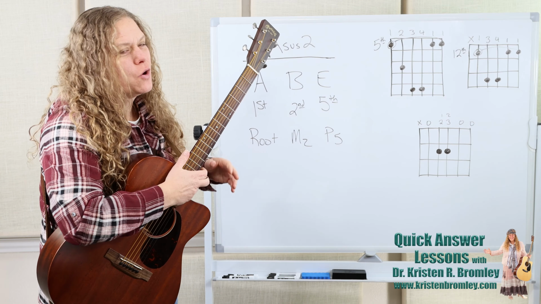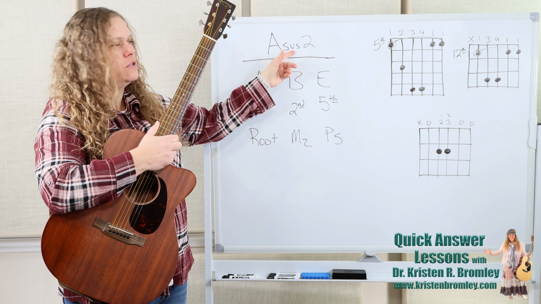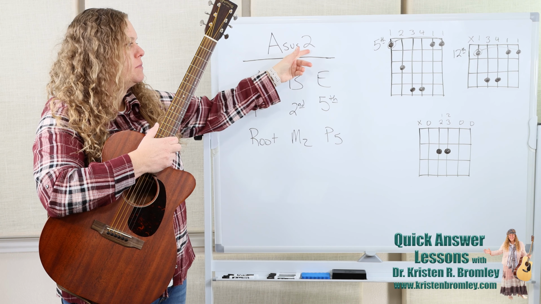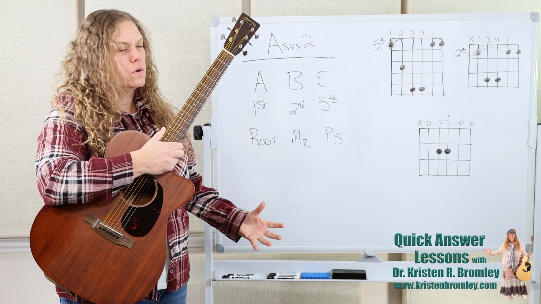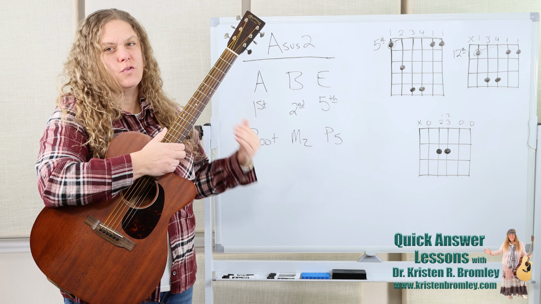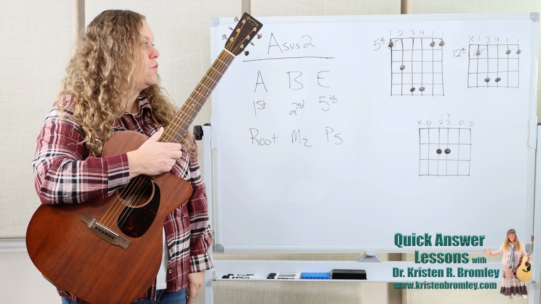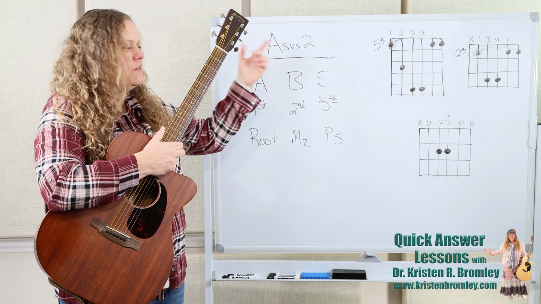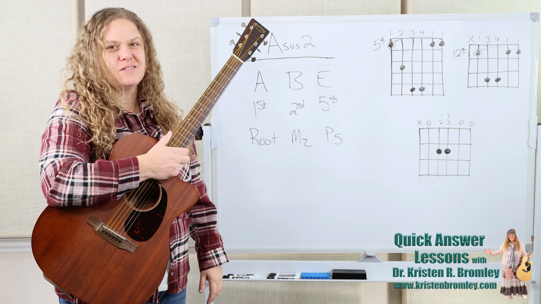So first look at the chord symbol. A, so the letter A, followed by sus, short for suspended, and then number 2. If the number 2 isn't there, then it's probably a sus4 chord. So if it just says A sus, it's a sus4 chord. That's a different type of chord. You can check out my quick answer video on A sus4. If it says A sus4, then it's a sus4 chord. So we need that 2 to be there for it to be an A sus2.